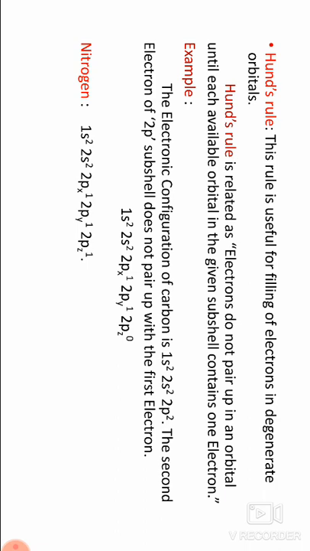Now write the electron configuration of 30 elements. The starting element is atomic number 1, hydrogen, with electron configuration 1s1. And zinc, the 30th element, atomic number 30, has electron configuration argon 4s2 3d10.